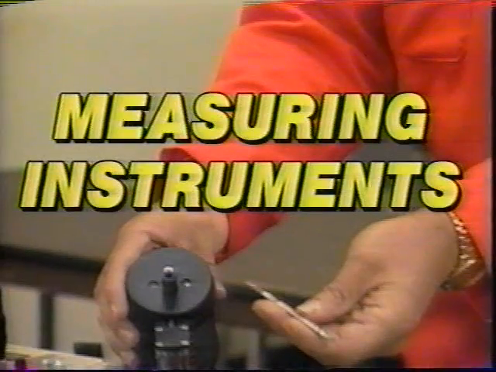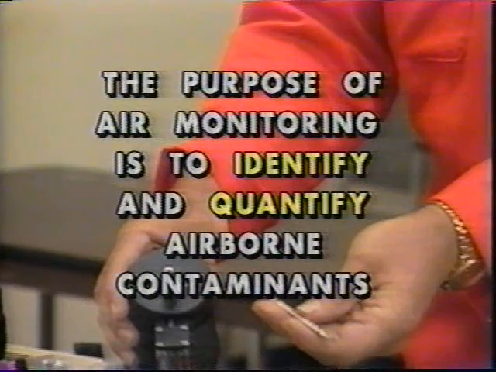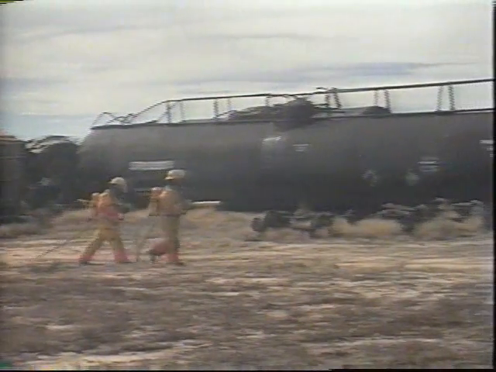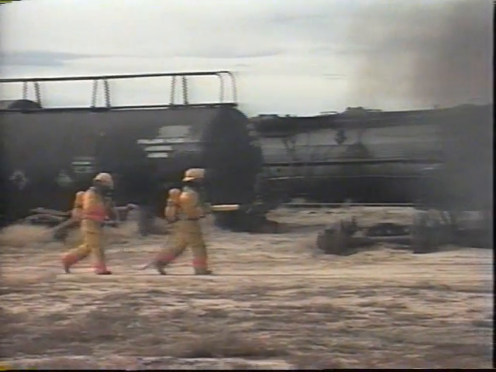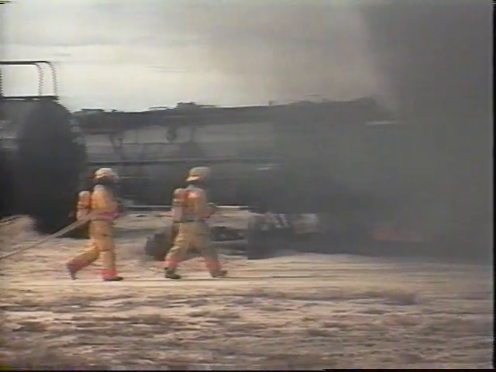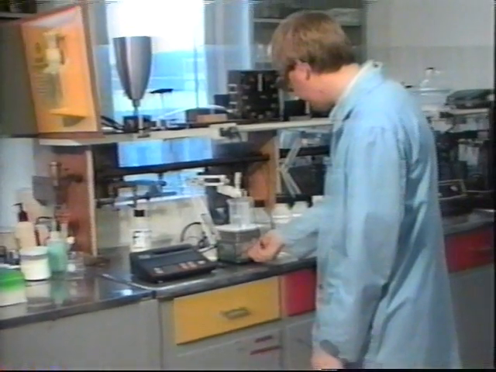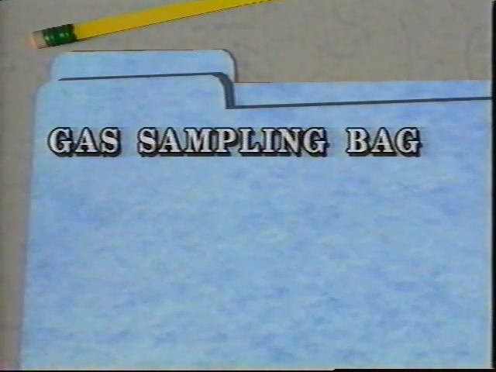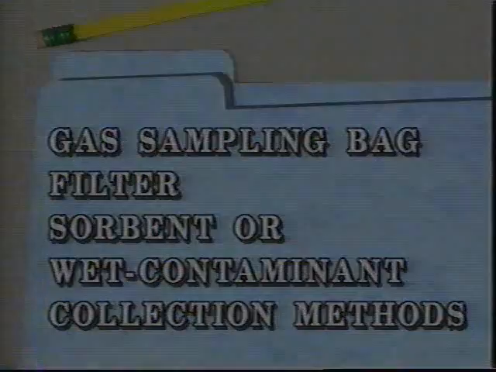Measuring instruments. The purpose of air monitoring is to identify and quantify airborne contaminants in order to determine the level of worker protection needed. Two principal approaches are available for identifying and/or quantifying airborne contaminants. First of all, the on-site use of direct reading instruments, and secondly, laboratory analysis of air samples obtained by gas sampling bag, filter, sorbent, or wet contaminant collection methods.